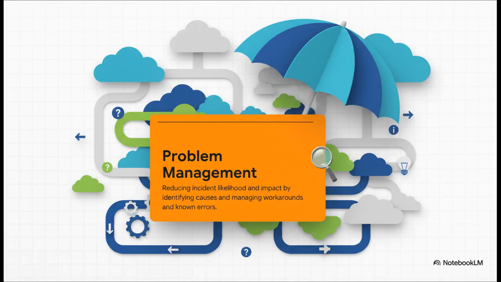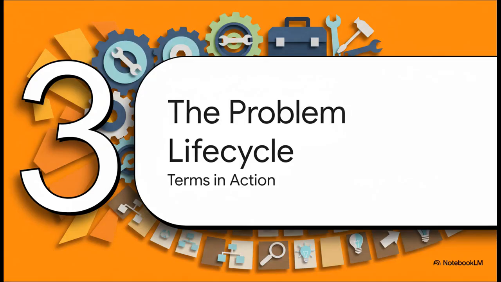And finally, we've got the big umbrella that covers everything, problem management. ITIL defines this as the practice of reducing the likelihood and impact of incidents by identifying actual and potential causes of incidents and managing workarounds and known errors. And this just brilliantly shows that it's not a single action, but a whole continuous, structured practice that pulls everything we've just talked about together. So, we have our definitions. Those are our tools. Now, let's see how they all fit together in a practical, logical workflow.